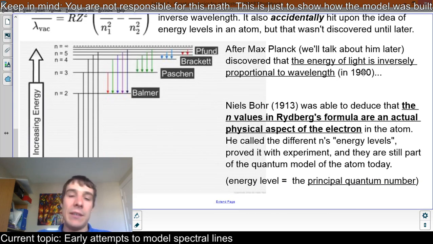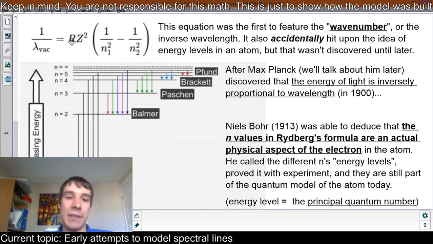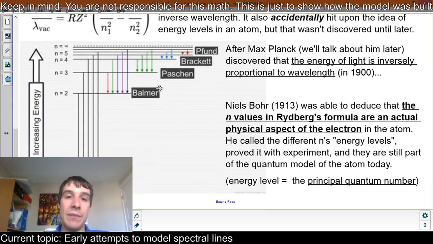Now, in 1900, about 100 years after they invented the science of spectroscopy, Max Planck, who's our next topic, discovered that the energy of light is related to its wavelength. If you know the wavelength, you know exactly what energy that light had. That was the next key to creating this concept of energy levels, because that wavelength is related to energy levels, and so this also gave you an idea of energy levels.